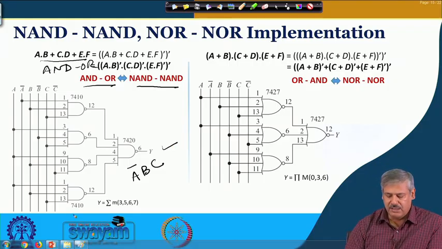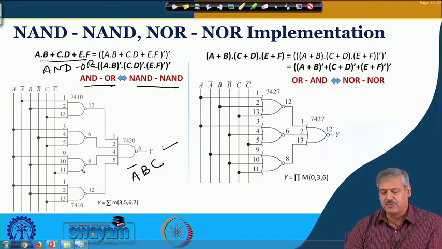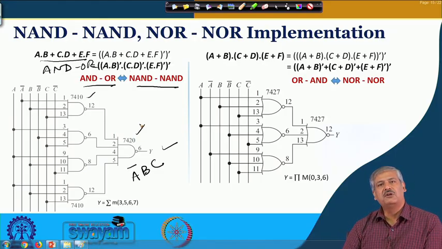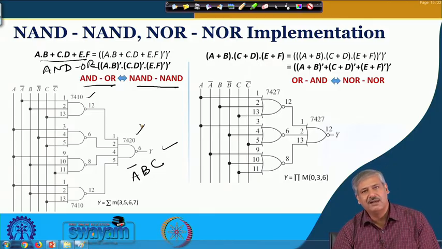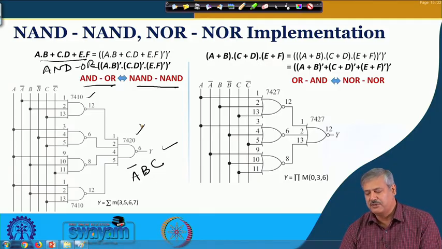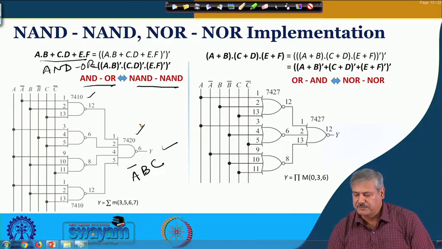Here in this example we are showing the corresponding IC numbers: the 3 input and 4 input NAND ICs are 7410 and 7420, and you remember for the 2 input NAND gate it is 7400. That we have seen before.